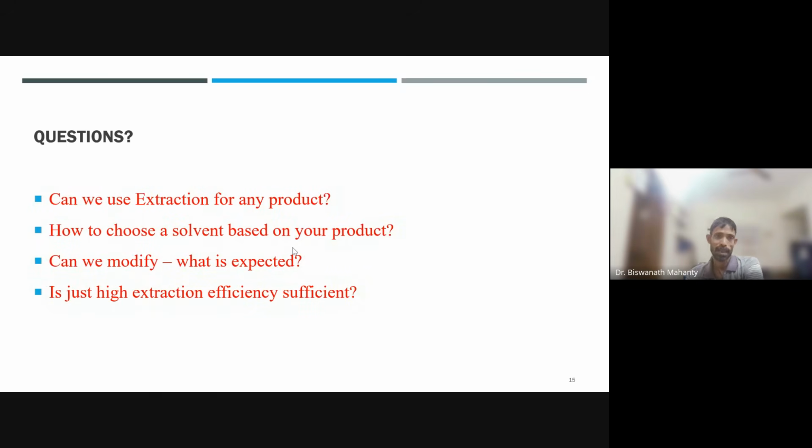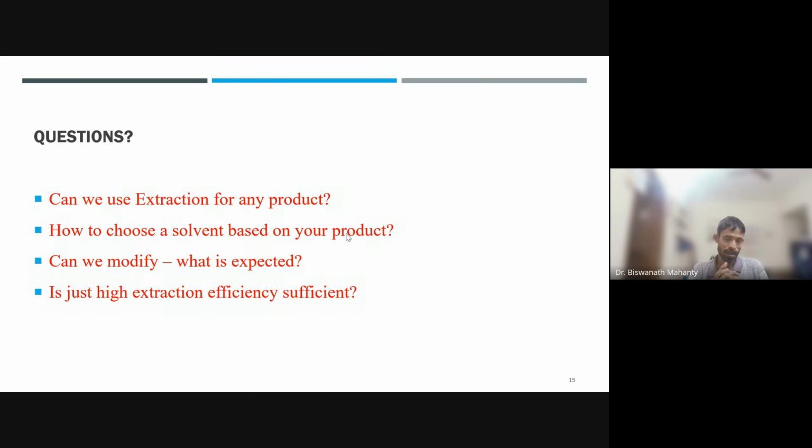A few questions are there. Can you use extraction for any product? Essentially not. The products must partition into the organic phase, only then can you use it. Products should also be stable in the organic layer. Can you choose a solvent based on your product? There are some approaches on this, because our solvent should be water-immiscible. A solvent should not form a stable emulsion. Many times solvents are immiscible, but mixing causes them to emulsify, so separation is impossible or difficult in those cases.